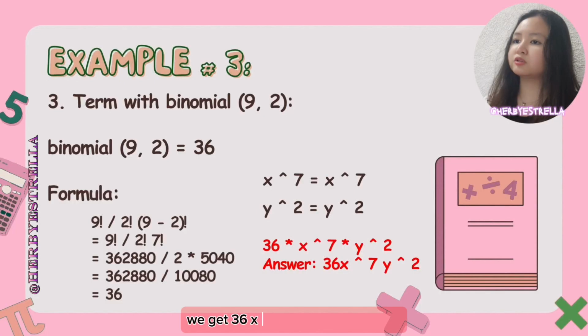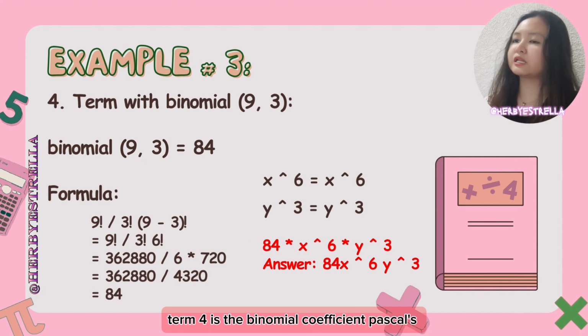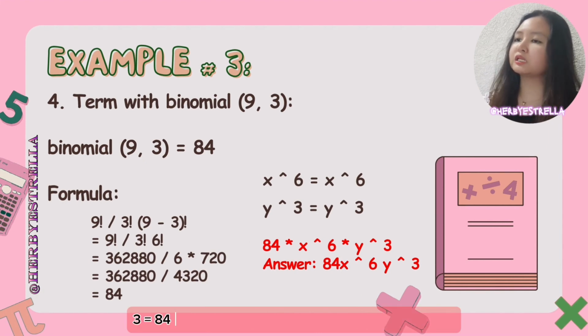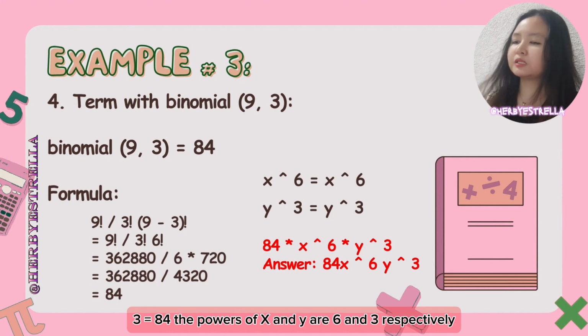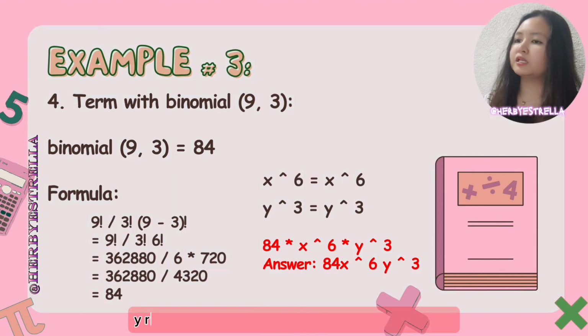Multiplying this, we get 36x^7 y^2. Term 4: the binomial coefficient from Pascal's triangle, 9 choose 3, equals 84. The powers of x and y are 6 and 3 respectively. Multiplying this, we get 84x^6 y^3.